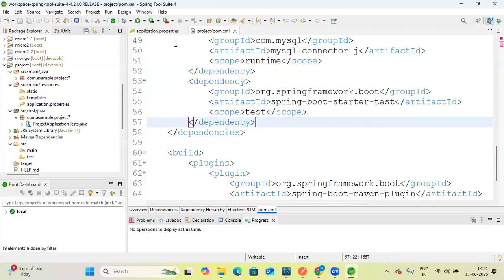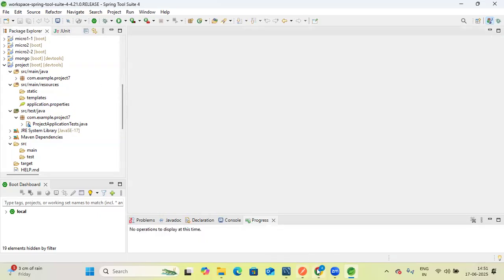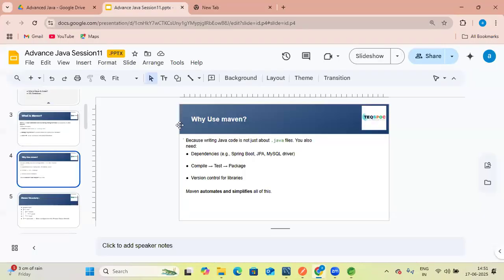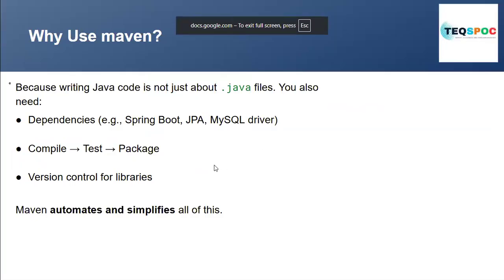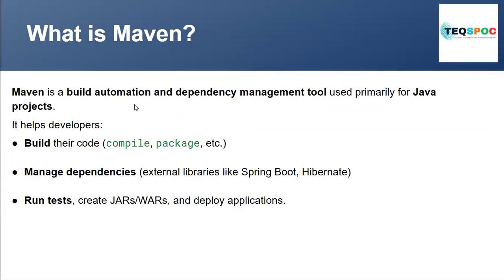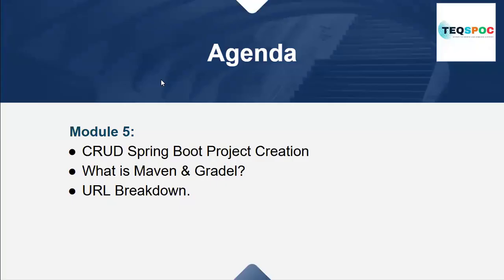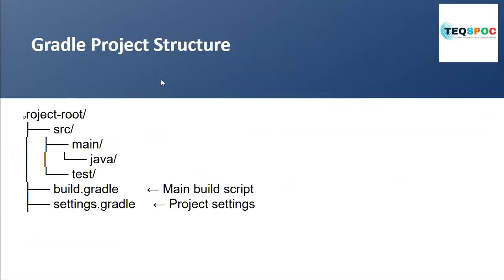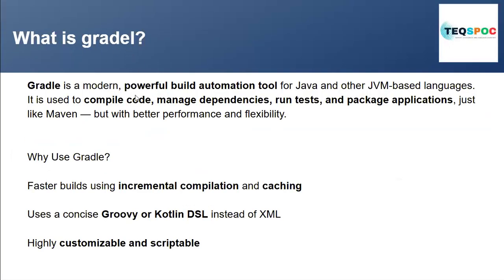Now, let me explain a few topics related to the project, so that if you have any confusion, it will be cleared. When we are creating the project, we have chosen Maven. There are two options, Maven or Gradle. These are the two ways we can create the project.